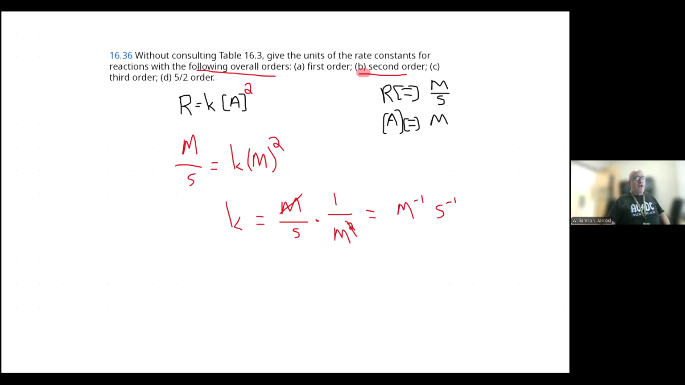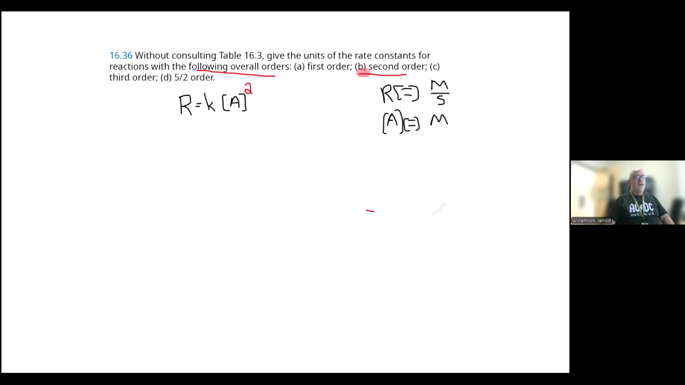I'm showing you how to figure it out so they can throw any weird order at you and it doesn't matter. And you don't have to memorize. Right? If you figure it out, then you only have to remember one thing, how to figure it out, instead of a bunch of different things.